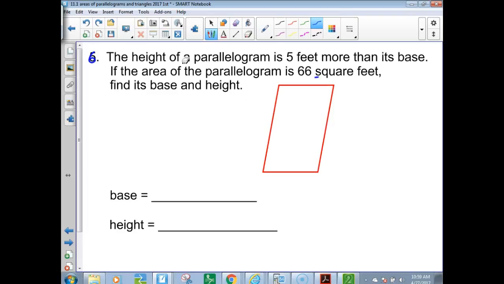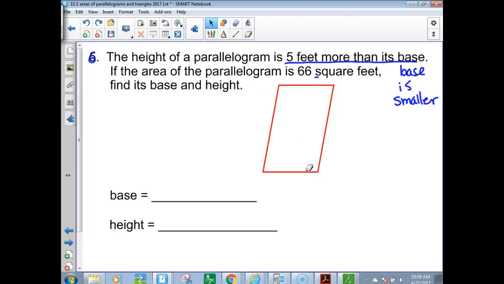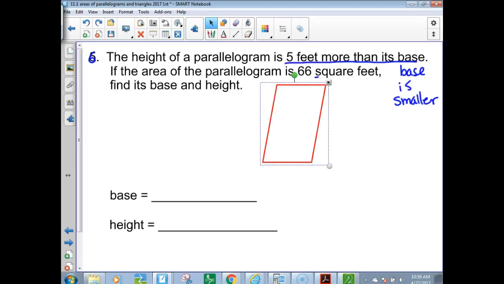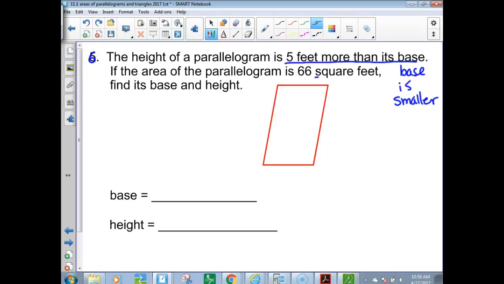It says that the height of the parallelogram is 5 feet more than its base. So that would mean that the base is smaller. Yes, it is slanted, not a rectangle. You don't have to make it just like mine. It's all right if you want to make it bigger or smaller. I just made one so I could kind of give you an idea of what that might look like.